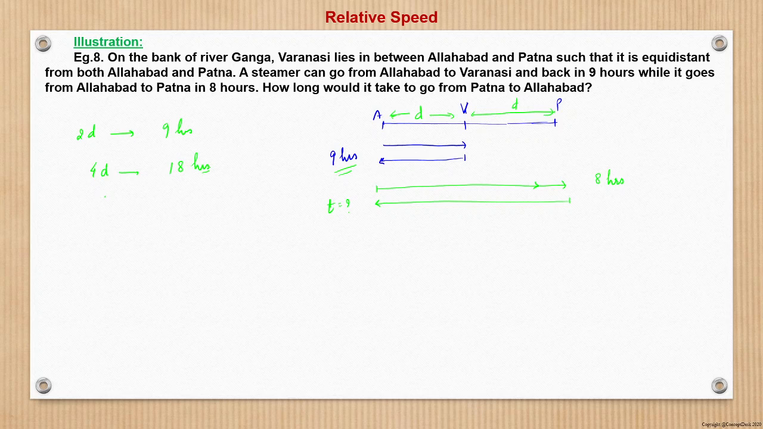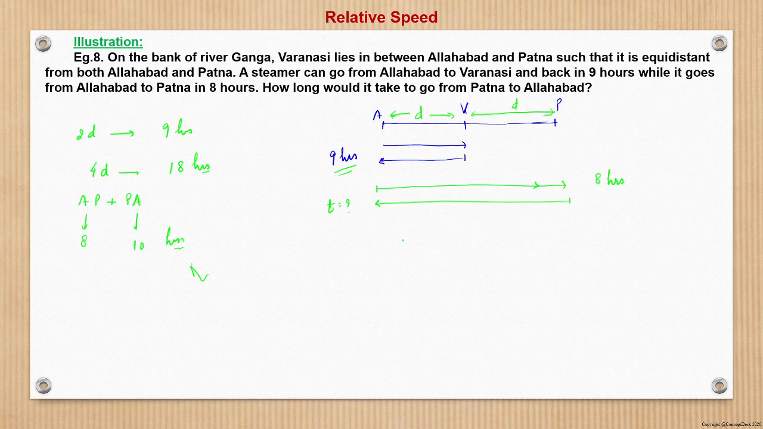So now this 4d is for what? That is for Allahabad to Patna plus Patna to Allahabad. And Allahabad to Patna has been given as 8 hours. So Patna to Allahabad would be what? 18 minus 8, which is 10 hours. So how long would it take to go from Patna to Allahabad? That is nothing but 10 hours. Very easy. Nothing else we have to do. Otherwise, we can assume equations also, but that will not be very suitable, useless to do that.